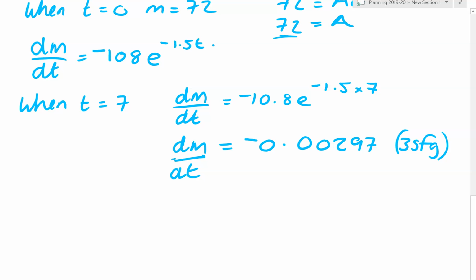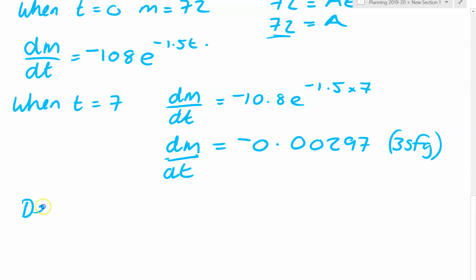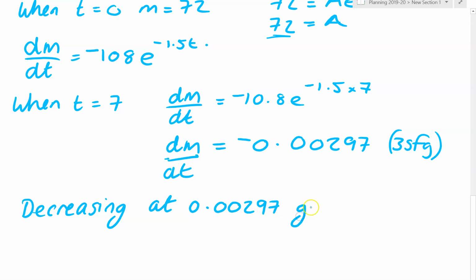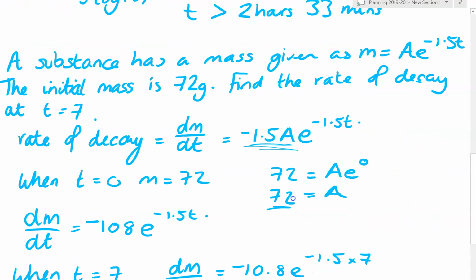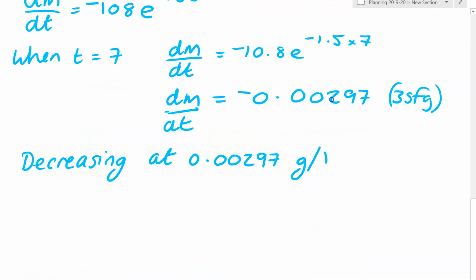Okay, so that means that it is decreasing, hence the negative, at 0.00297 grams per... Oh, do we know what t was in? We don't. That's because I've written an example and not written it in the actual question. Say t is in seconds. So this is losing grams per second.